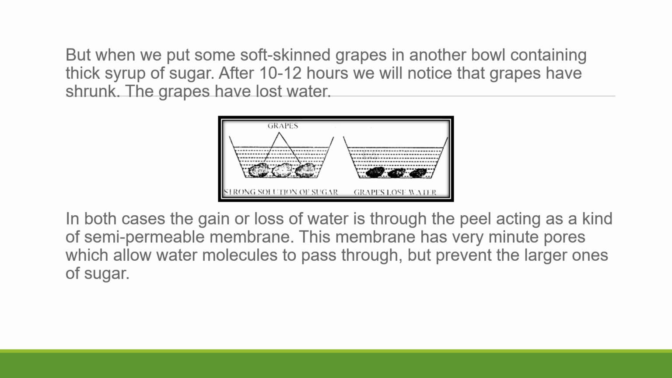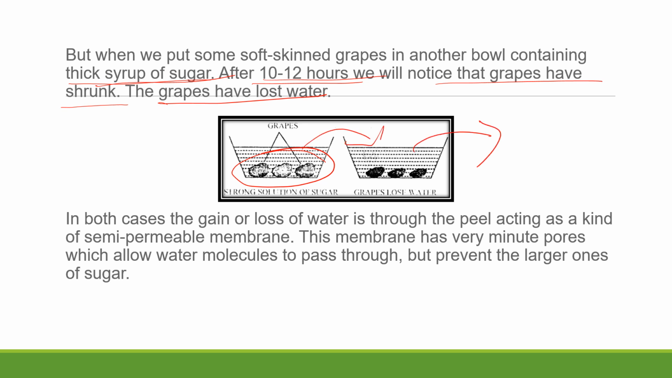Now here we have put the grapes in water. So we have put the grapes in another bowl that has a thick sugar solution. After 10 to 12 hours, we will notice that the grapes have shrunk. The grapes have lost water. So the condition of the grapes is like this now after 10 to 12 hours.